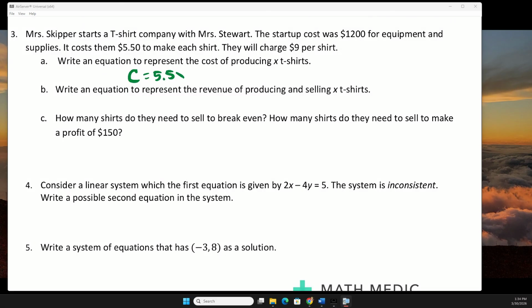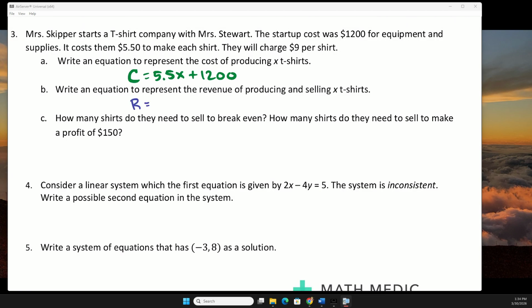Y equals 5.5x. Does anything else cost? The startup of $1,200. So that's the cost for x shirts. So the $1,200 that they just need to spend at the beginning, and then how much it costs for each shirt. Good. All right, and then for B, write an equation to represent the revenue.